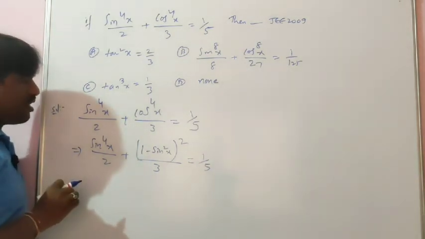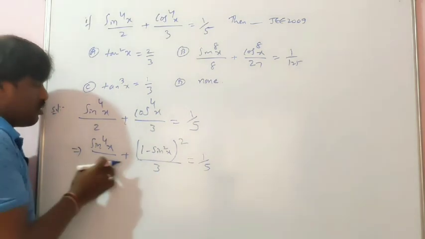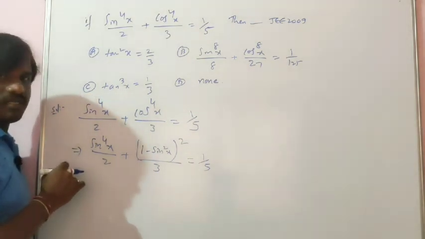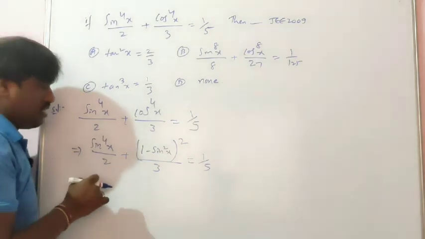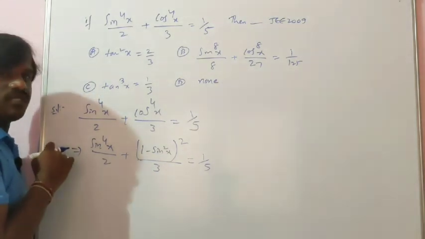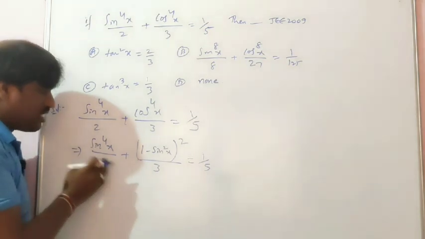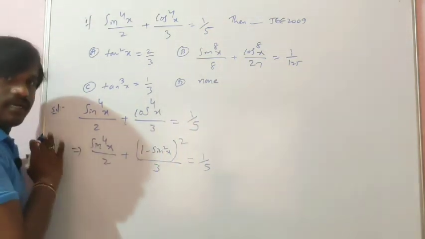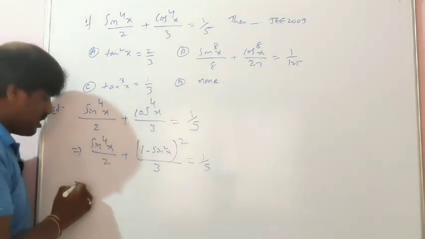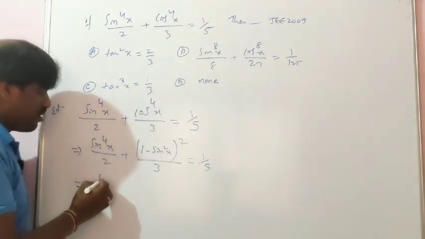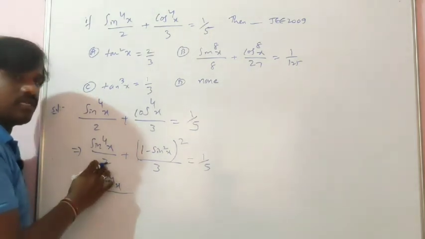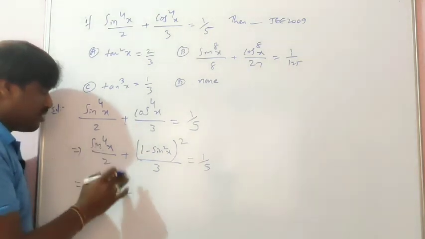So what I do here, the LCM of 5, 3, 2 is how much? 30, right? 5, 3 is 15, 15, 2 is 30. So the LCM of this whole thing is 30. So multiply by 30 on both sides. So if I multiply completely with 30, what am I going to get here? So sin power 4x divided, multiplied by 30, right? Okay, you do one thing, later we'll do this.